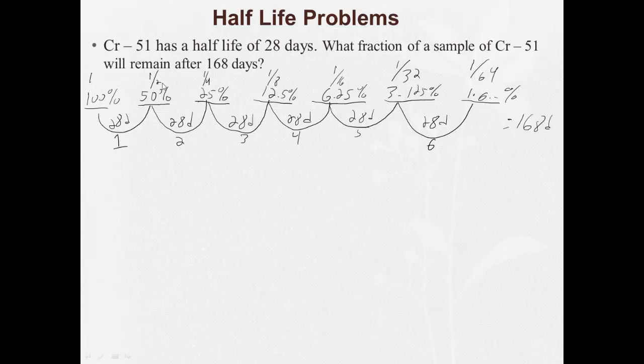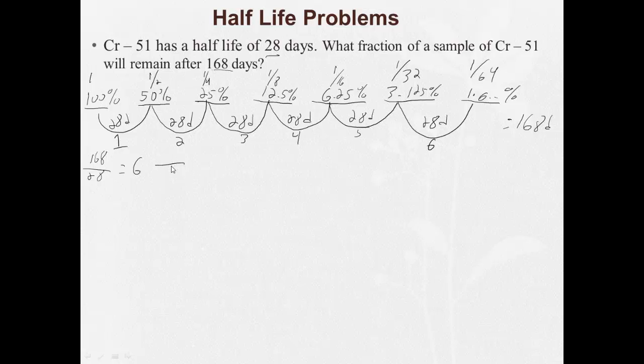Okay, when you do a half-life problem, you can take the time to draw it all out like that, or there's a little shortcut. So we're saying the half-life of CR51 is 28 days, and we're trying to figure out how much will remain after 168 days. Well, if we divide 168 by 28, that's going to be equal to 6. So that means chromium 51 is going to go through 6 half-lives.